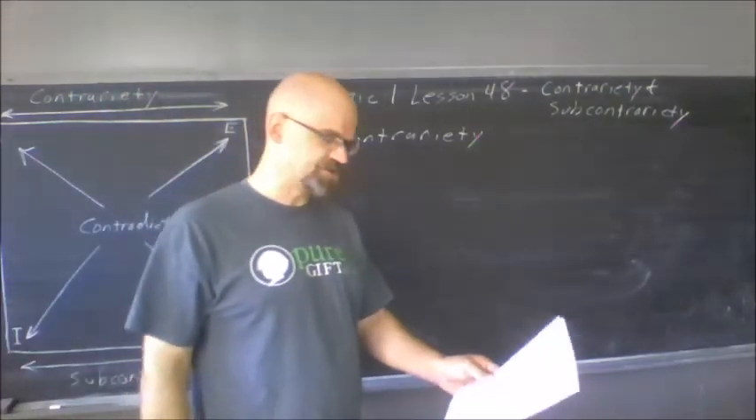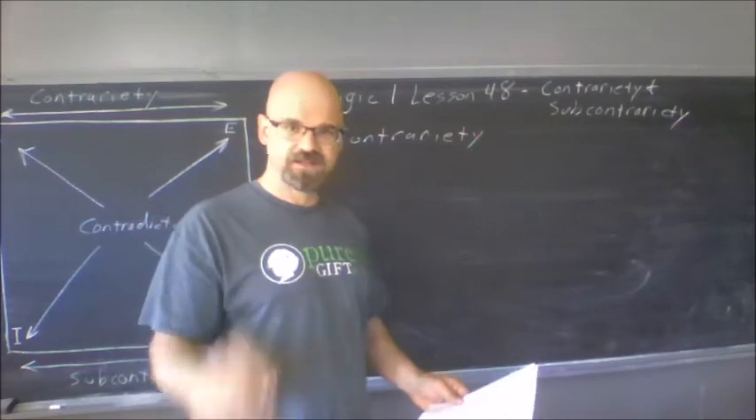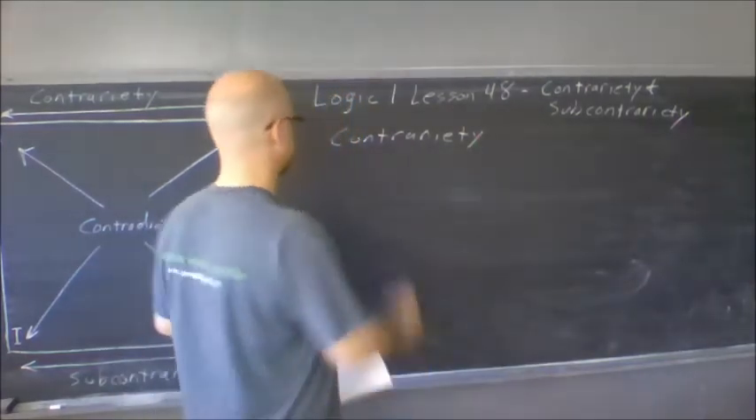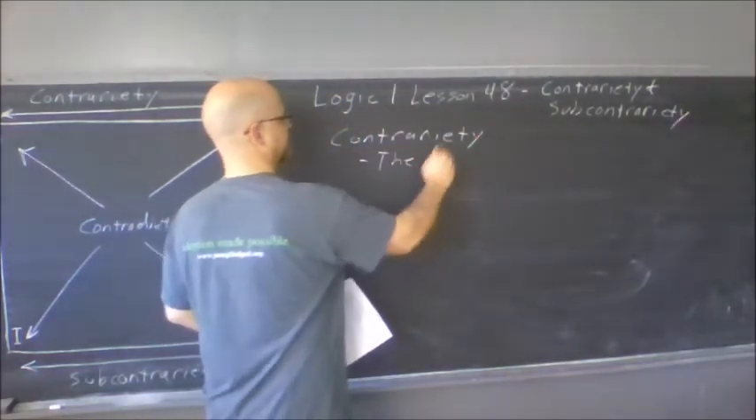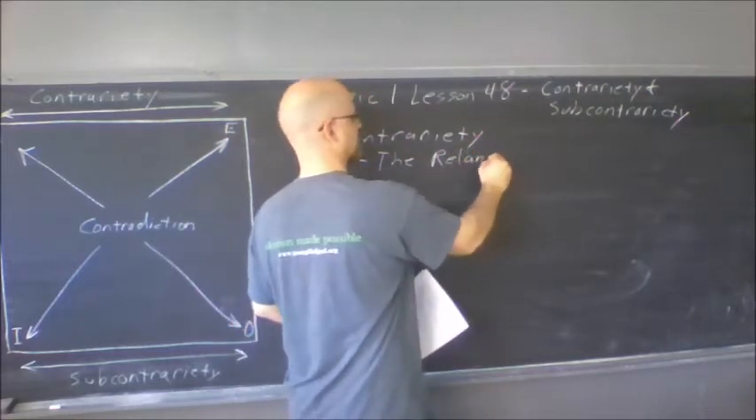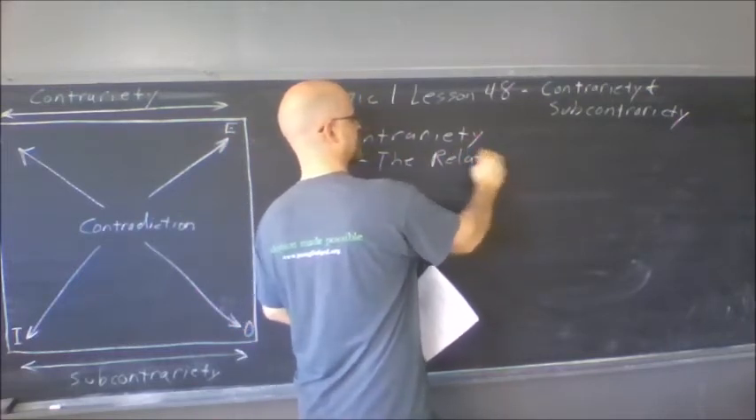Contrariety is the relationship between A and E propositions. Oh, Mr. Weaver still can't spell.